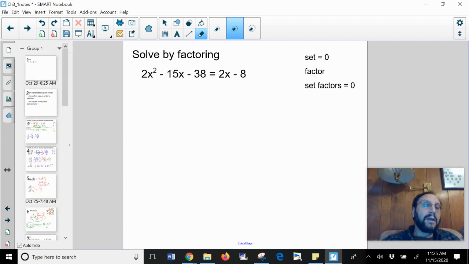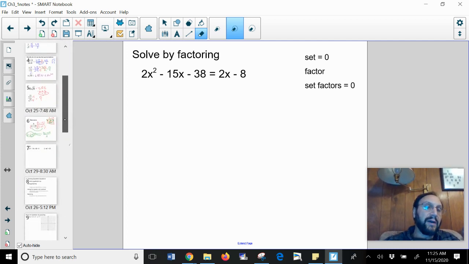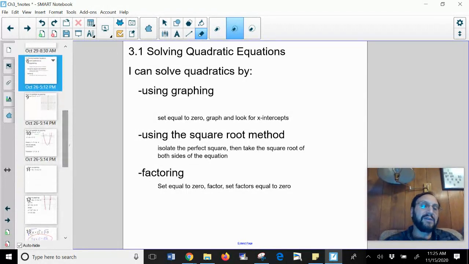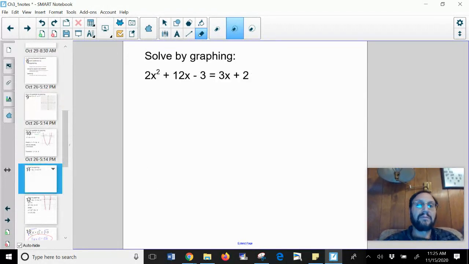So we're in the third of a series about solving quadratics. We've done solving by graphing, solving by using the square root method. The last one's solving by factoring. Factoring is where you set an equation equal to 0, you factor, and then you set both of the factors or all of the factors equal to 0.